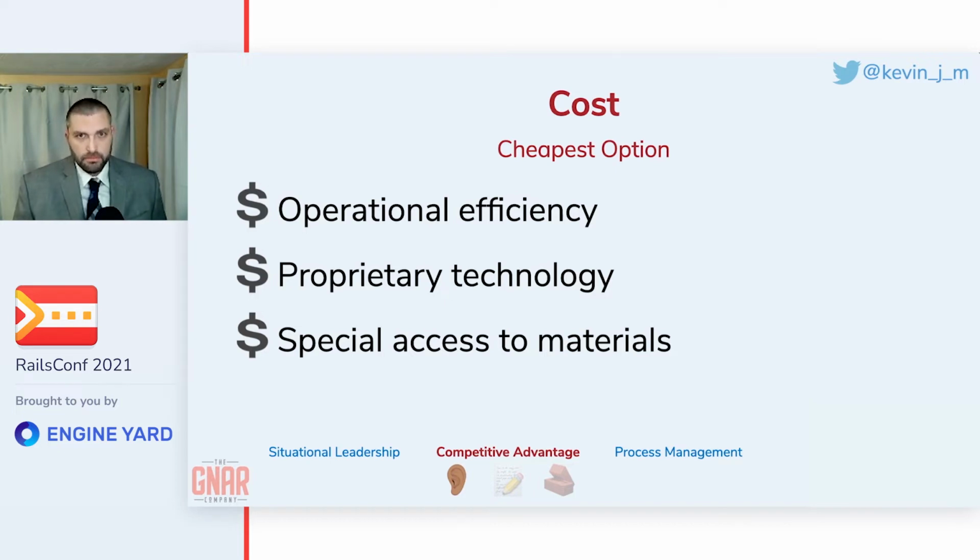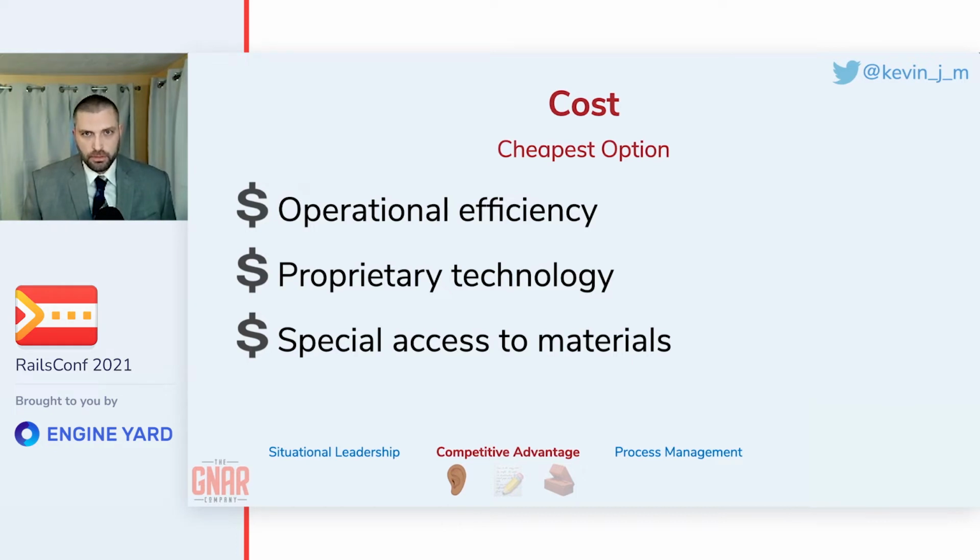So how can you do that? Well, you need to do that by being more efficient than the rest of the market across some dimension. You might be able to do that by having better people, or having access to special technology, or just having certain access to different materials that means that you can then pass those savings off to the customer.